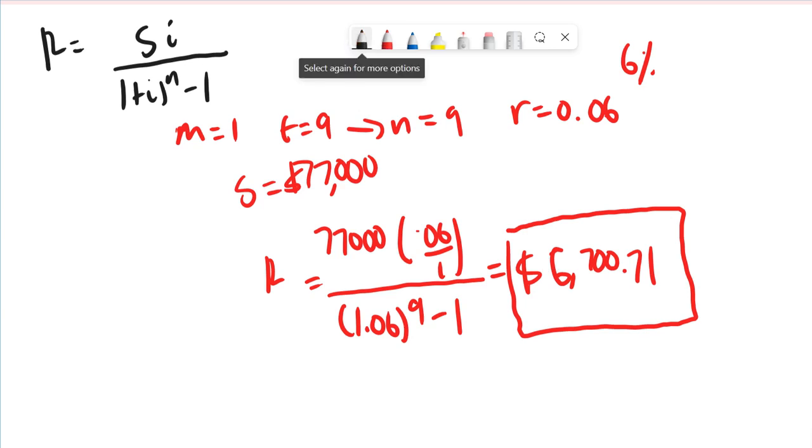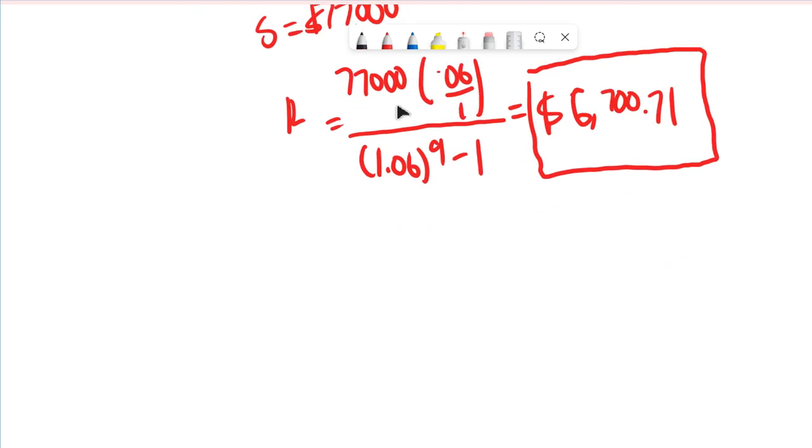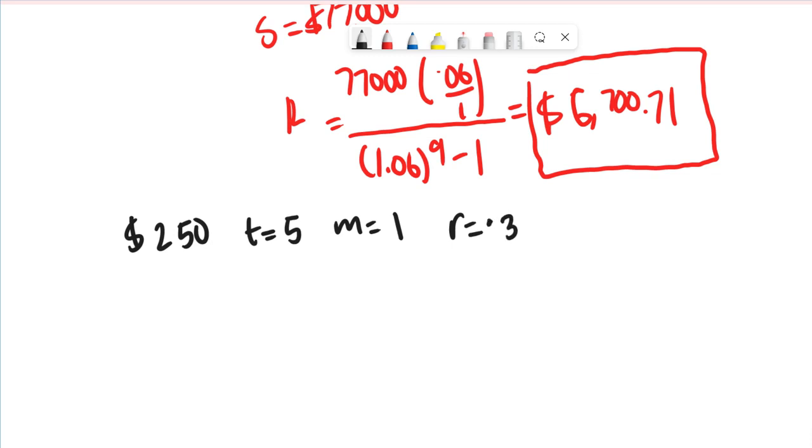Now, what I can probably do, just before I move on, is give you an idea of how these work. Normally in class, I might say that I deposit $250 for 5 years, annually, and the interest rate is maybe just 3%, so 0.03.